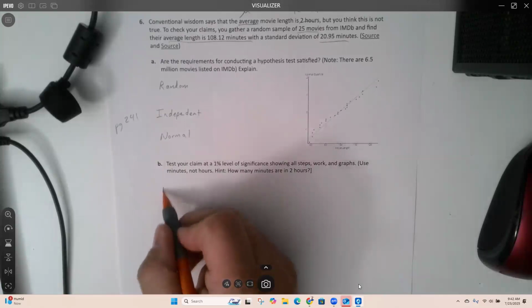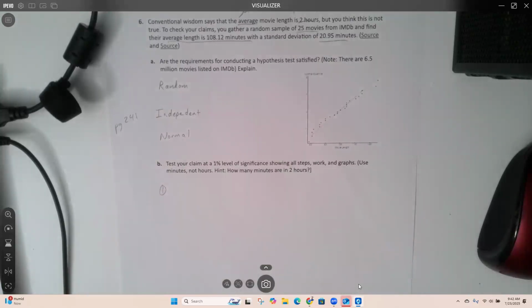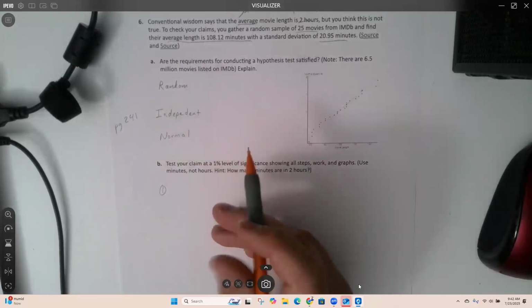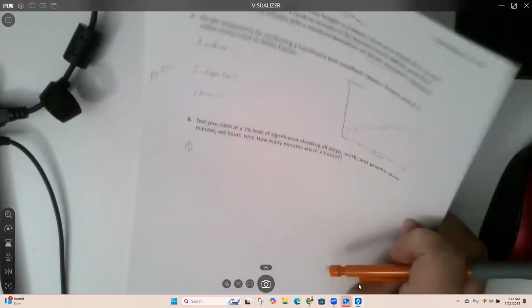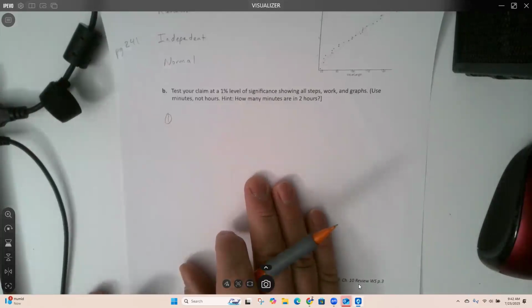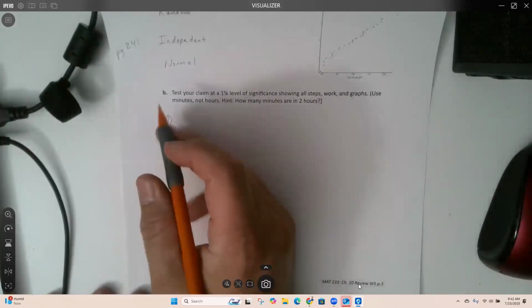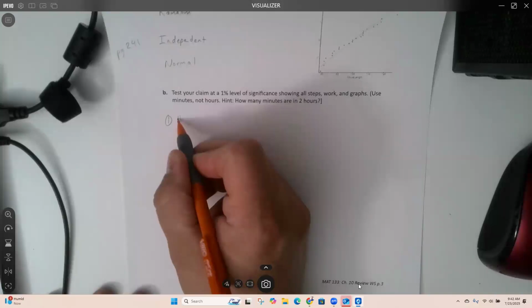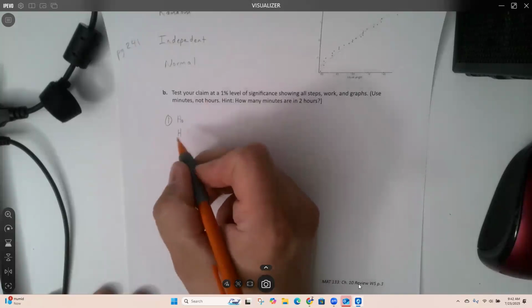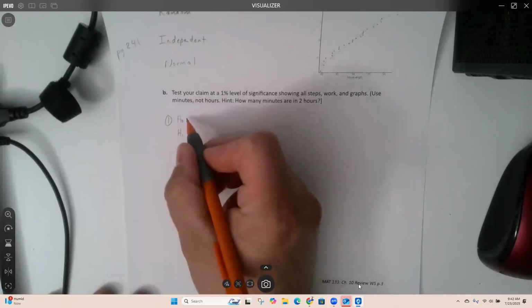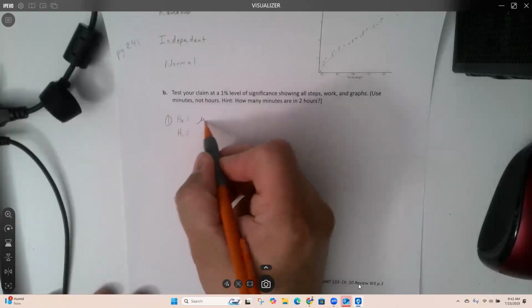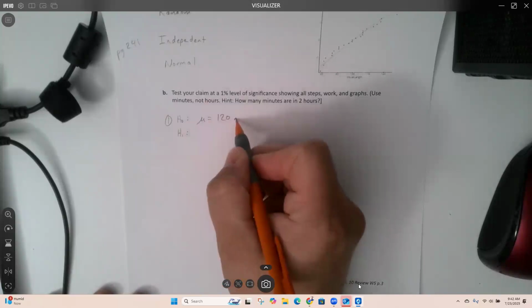Once you've checked and you get three yeses, then the central limit theorem is satisfied, which means you can do all kinds of things. You can build confidence intervals, you can do hypothesis testing, all of this cool statistics stuff. So first you state your hypotheses: your null hypothesis and your alternative hypothesis. This one is going to be mu equals 120 minutes.